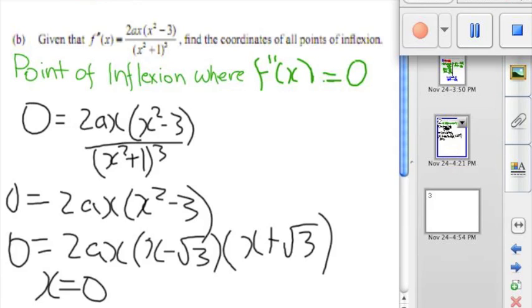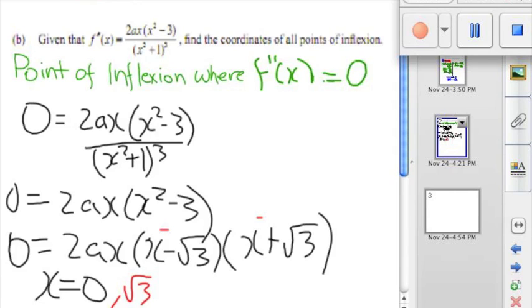And then we've got x minus root 3 and x plus root 3 in brackets. We need to make these brackets equal to 0 so that we can make the equation equal to 0, because when those brackets are equal to 0, anything multiplied will then equal 0 and the equation will be valid. So for x minus root 3, x must equal root 3, because root 3 minus root 3 is simply 0.